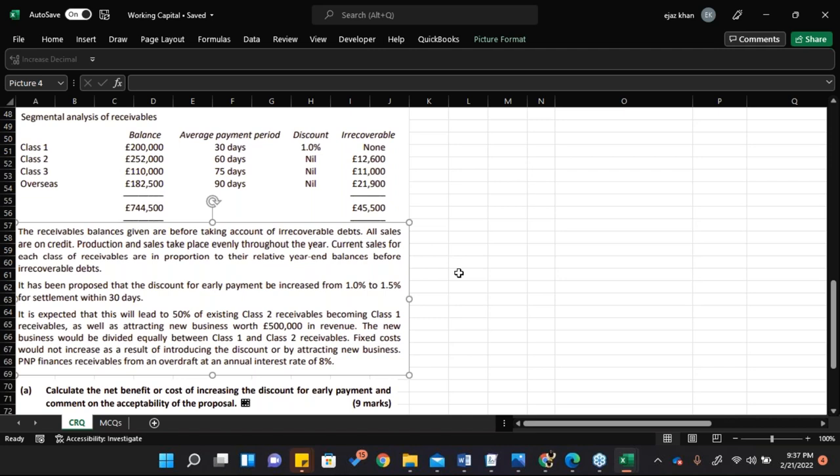It has been proposed that the discount for early payment be increased from 1% to 1.5% for settlement within 30 days. It is expected that this will lead to 50% of existing class 2 receivables becoming class 1 receivables, as well as attracting new business worth 500,000 pounds in revenue. The new business would be divided equally between class 1 and class 2 receivables. Fixed costs would not increase as a result of increasing the discount or attracting new business. PNP finances receivables from an overdraft at an annual interest rate of 8%.